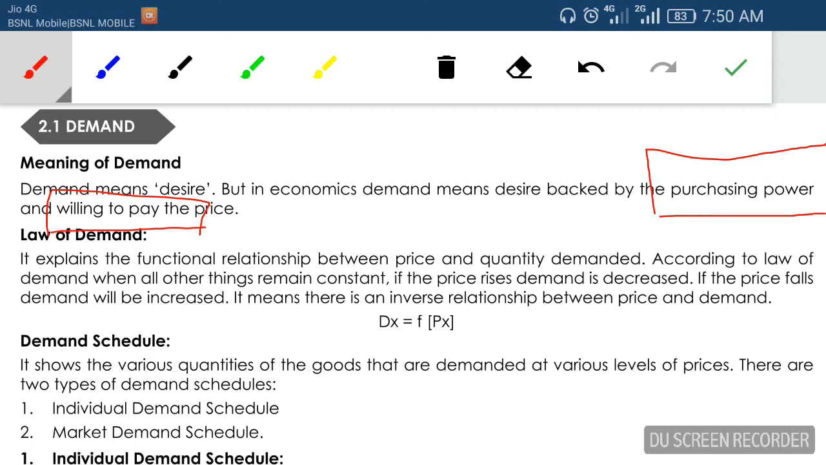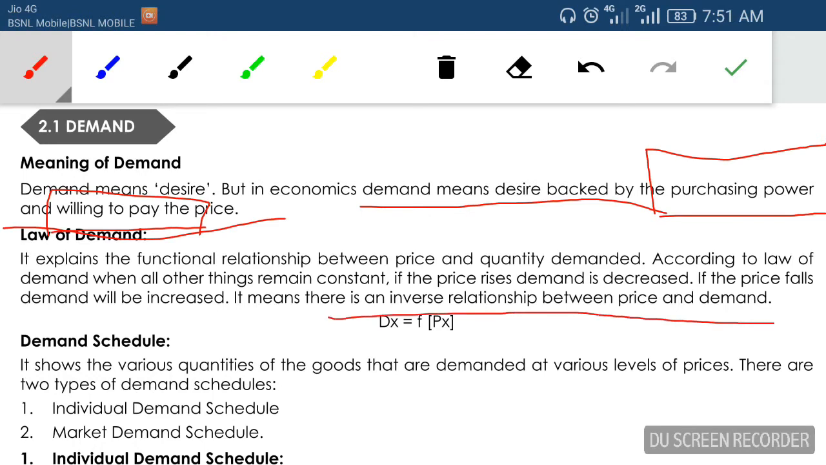That means in economics we can say that demand means the desire backed by purchasing power and willingness to pay the price. And what is the law of demand? The law of demand states that there is an inverse relationship between price and quantity demanded. That means when the price increases, quantity demanded decreases. There is an inverse relationship. And on the opposite side, when the price decreases, quantity increases. This is what the law of demand states.